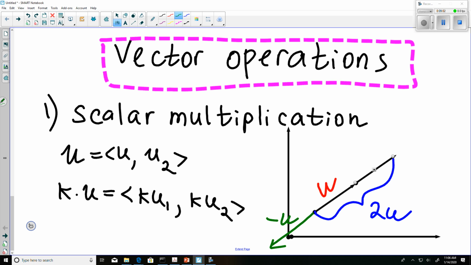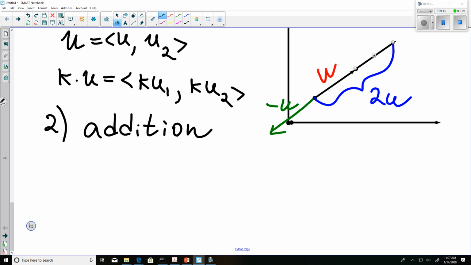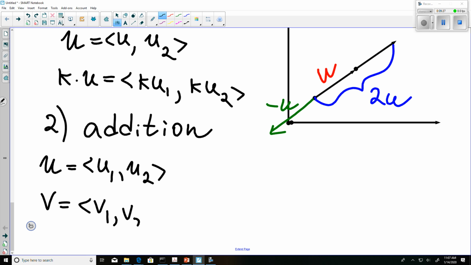Addition and subtraction. Number 2, addition. If we write it algebraically, that's pretty simple. So if addition, let's say two vectors are given. u has coordinates u1 and u2, and v has coordinates v1 and v2. And I would like to add them. So algebraically, that should be super simple.